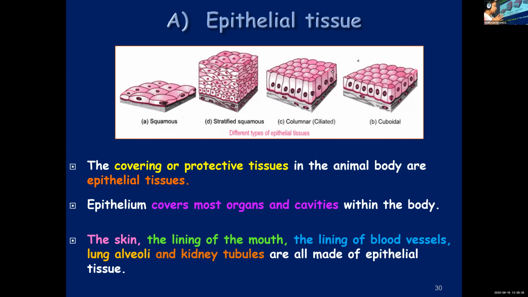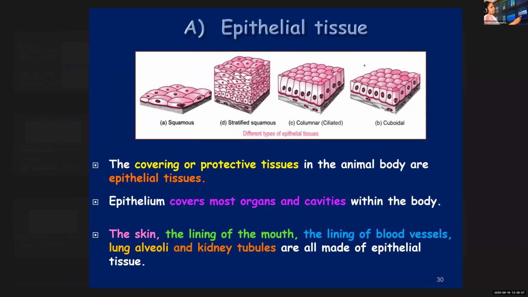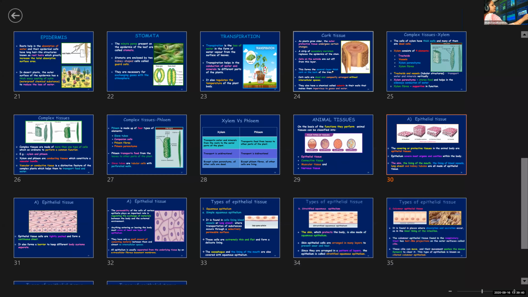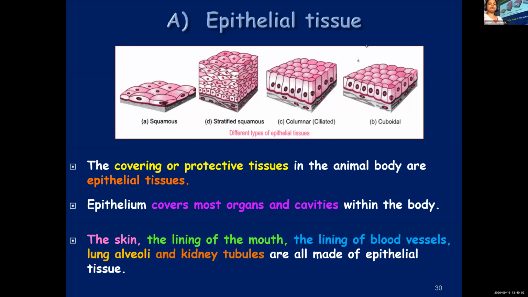So once again, we started with the characteristic features of epithelial tissues. The first point we said is these are the tissues that cover and protect the body of an animal. They cover and protect the animal body. The first point is that this particular tissue will cover and protect the body of animals.